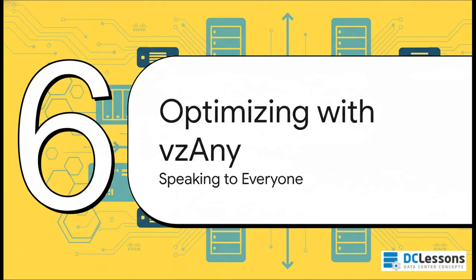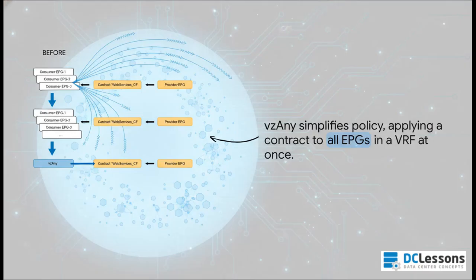All right, time for our last section. And we've saved one of the coolest, most powerful features for last. Let's talk about a thing called DCACI and how it can make your life a lot easier. This picture says it all. It really does. Look at the before scenario on the left. You've got some shared service, and you have to manually apply that contract to every single consumer EPG. Now imagine you have hundreds of them.